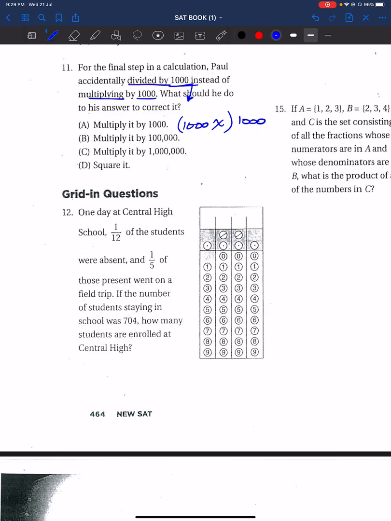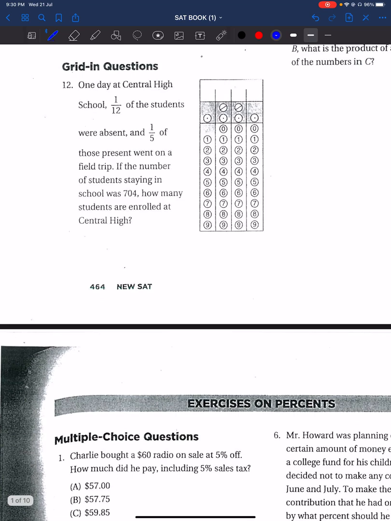So to correct this mistake at first, we'll multiply by 1,000. Then, to fix his answer again, we'll multiply by another 1,000, and your answer should be multiplied by 1,000,000. That's why your answer is C. Going to question number 12.